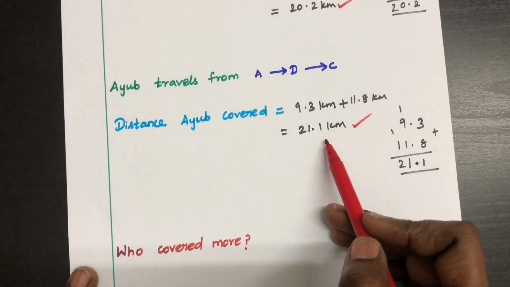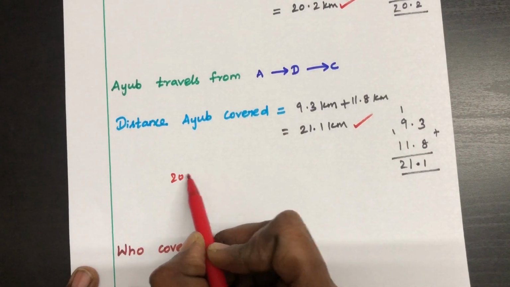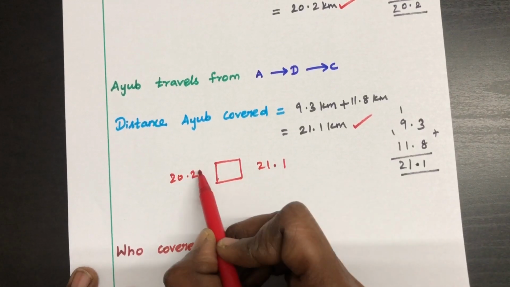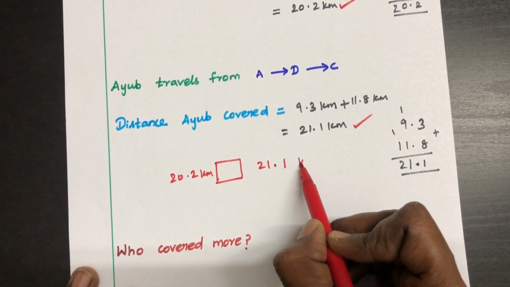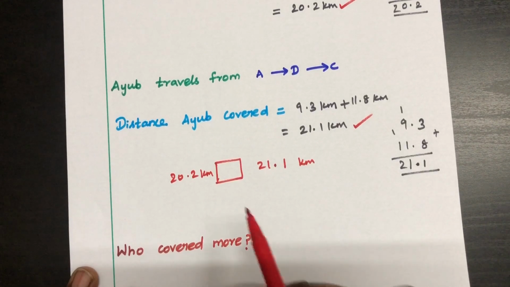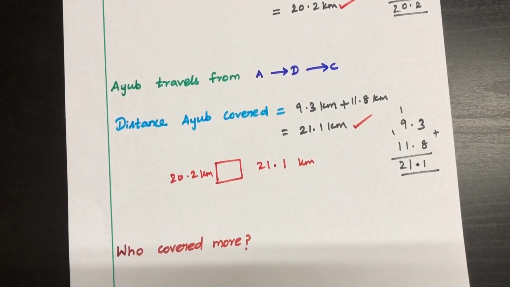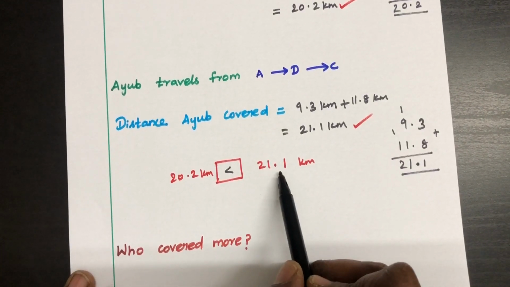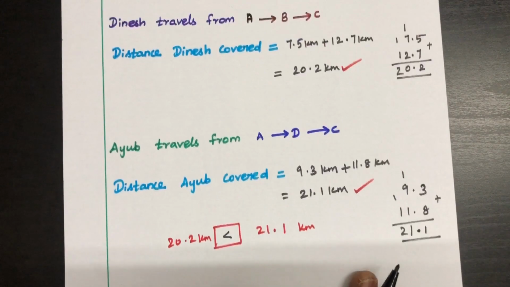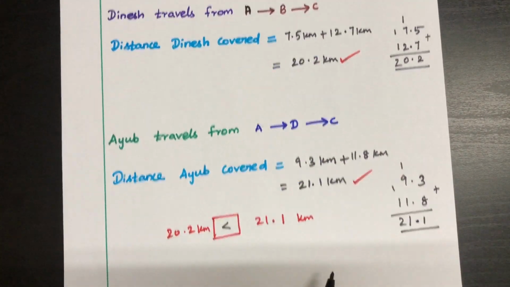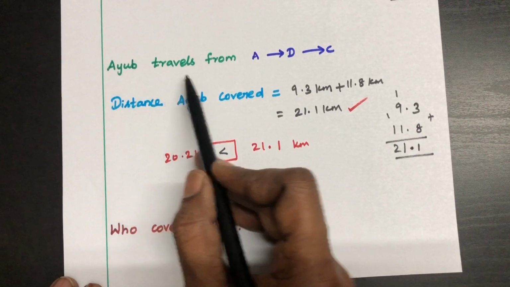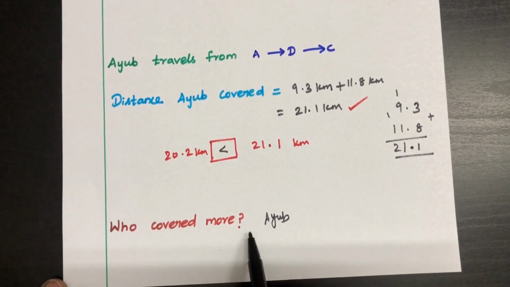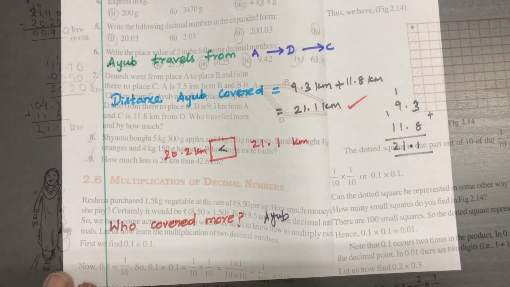Which is bigger? 20.2 compared with 21.1 kilometer. See, in the whole number itself, we can easily tell this 21 is bigger. This is 20. So 20.2 kilometer is less than 21.1 kilometer. That means Dinesh traveled less distance. Who covered more is the question. So Ayub covered more distance than Dinesh.